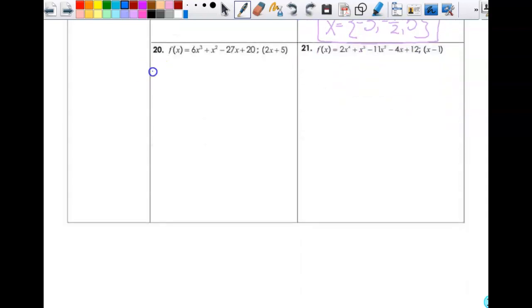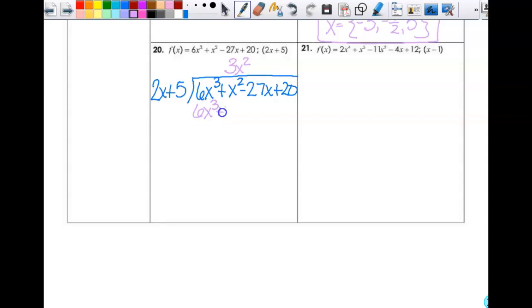So we've got 2x plus 5. Oh, I never leave enough room at the top when I do this. Let me drop down a little bit. 2x plus 5 on the outside. On the inside, I've got 6x cubed plus x squared minus 27x plus 20. Okay. So 2x goes into 6x cubed, 3x squared times. So then that's 6x cubed plus 15x squared. On this one, I have to change my signs. All right, you go ahead and finish up this division part.